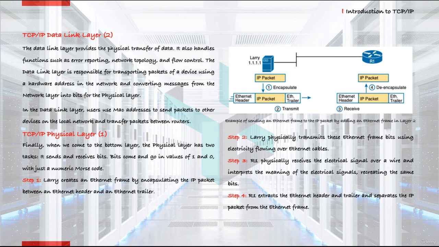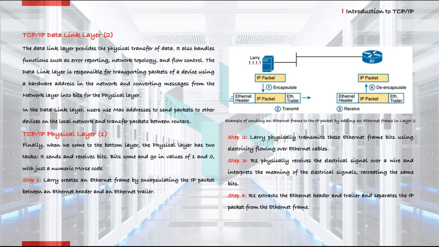The data link layer uses the network hardware address and is responsible for converting messages from the network layer into bits for the physical layer. At the data link layer, devices use their MAC addresses to send packets to other devices on the local network and transfer packets between these routers.